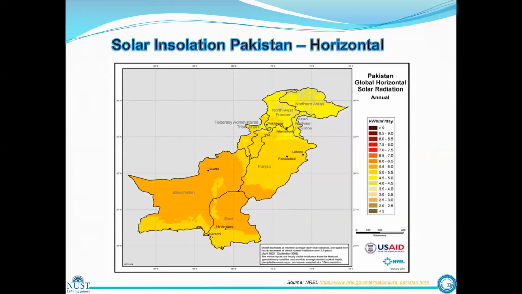Solar insolation around the map of our country, you can see it lies in the range of 5 or 5.5, or up to 6, we can say. In some regions, we also see 6 to 6.5 kilowatt hour per meter square per day. So this value actually corresponds to peak sun hours. So we can simply use this data for any kind of designing.